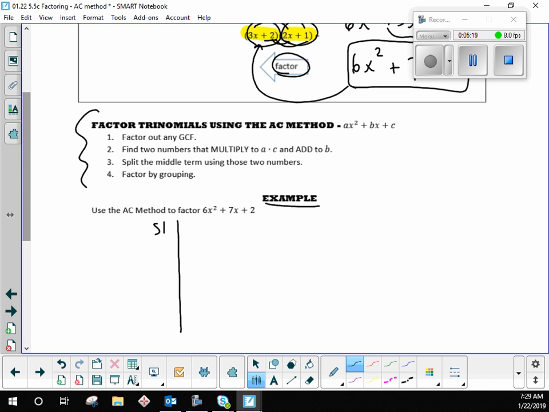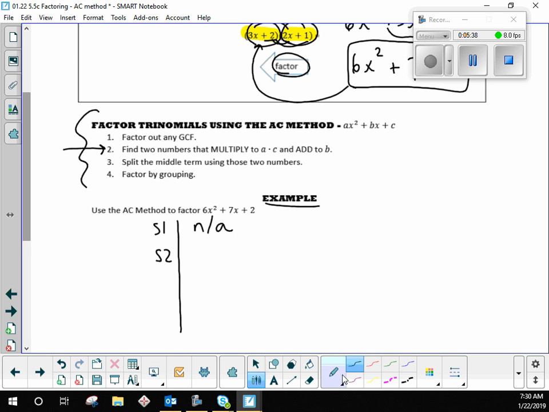But if you look at all the x's in each term, 6, 7, 2, there's nothing that they all three have in common. So this step for now is not applicable. So I go to the second step. Find two numbers that multiply to a times c and add to b.